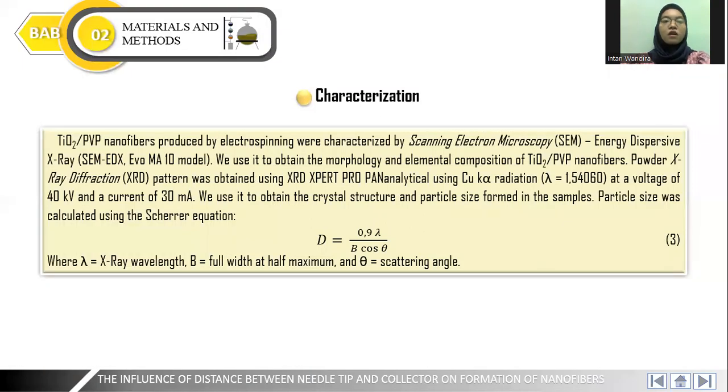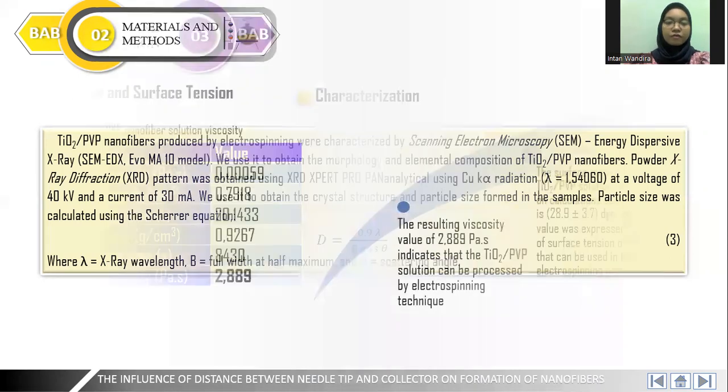Characterization. TiO2 PVP nanofibers produced by electrospinning were characterized by scanning electron microscopy, energy dispersive X-ray, and X-ray diffraction. Particle size was calculated using the Scherrer equation.